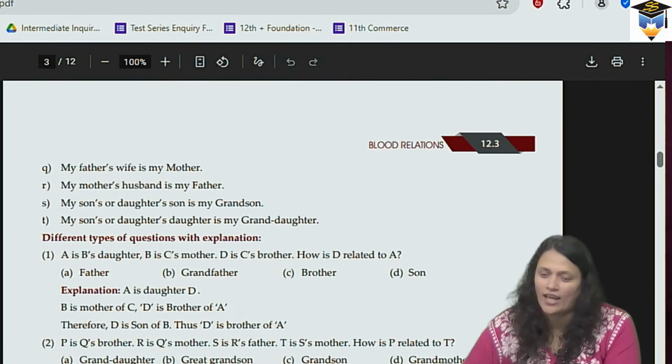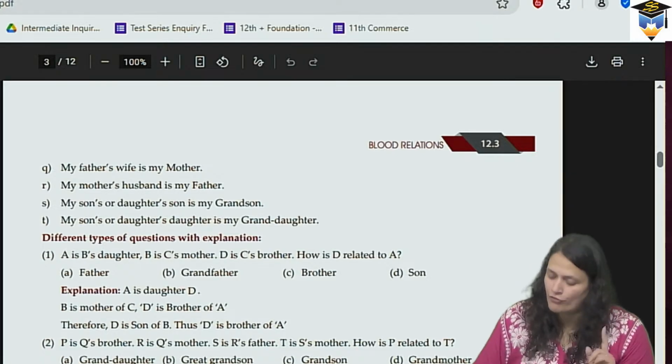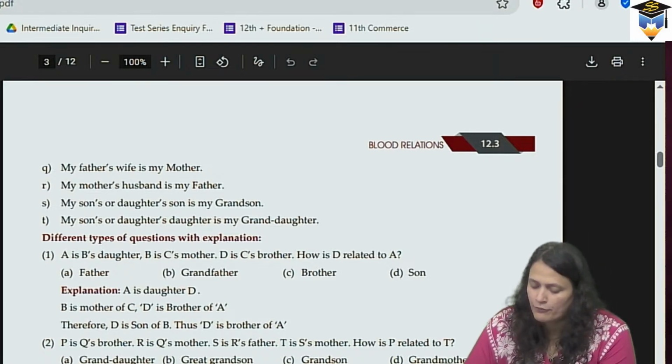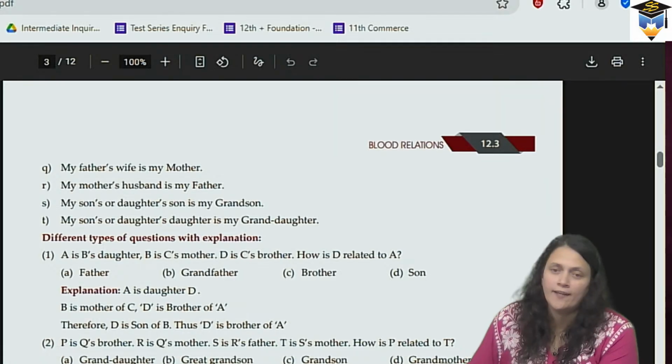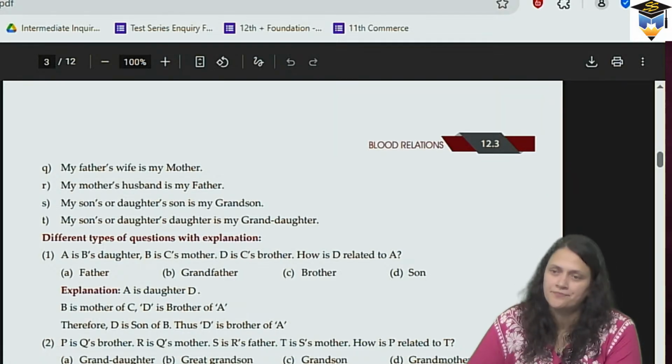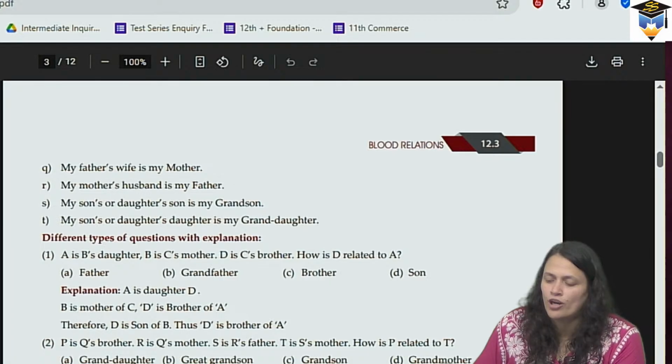Understood? Okay. Now let us see the different types of questions which are asked. But before that, I want you to write down a few points. Okay. Now does everyone know what a family tree is? What is a family tree? Suppose we have to draw a family tree.